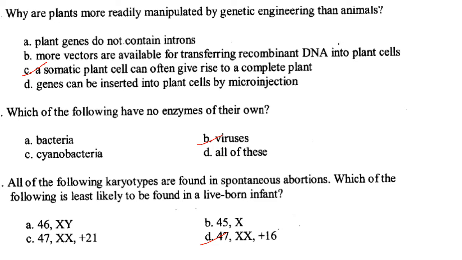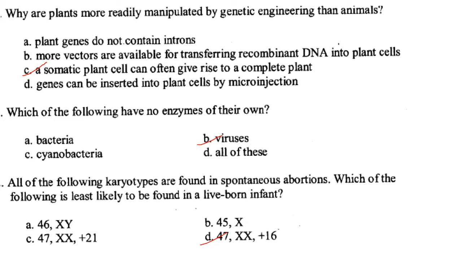Then all of the following karyotypes are found in spontaneous abortions. Which of the following is least likely to be found in a live born infant? So option A, that is 46,XY differences of sex development, is a condition in which an individual has one X chromosome and one Y chromosome in each cell. The pattern is normally found in males, and the genitalia is not clearly male or female.